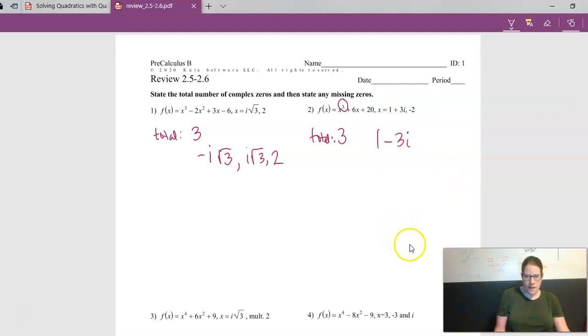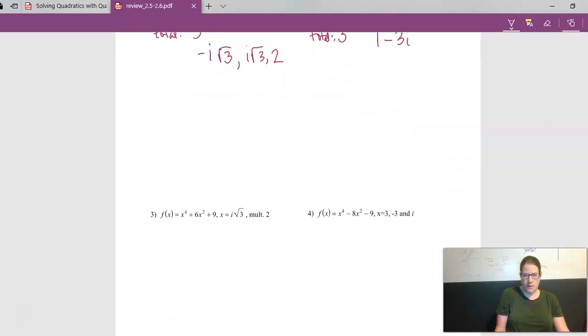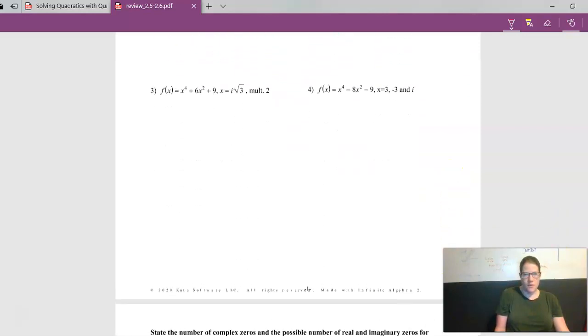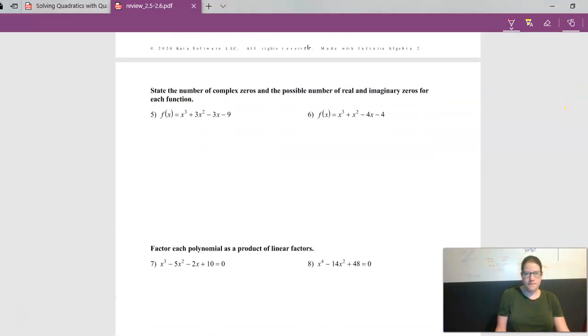On number 3, there's a multiplicity here. It's telling me that i square root of 3 is happening 2 times. So there's 1 i square root of 3, 2 i square root of 3. And because i square root of 3 is a zero twice, negative i square root of 3 has to be a zero twice. So there's 4 altogether: 1, 2, 3, and 4. All right, let's skip down here.